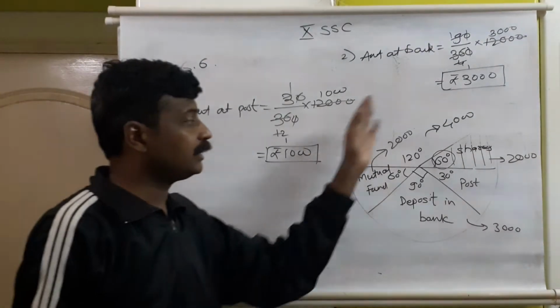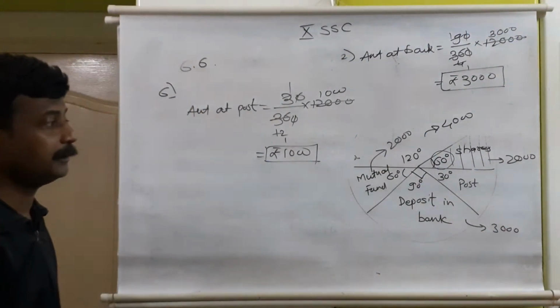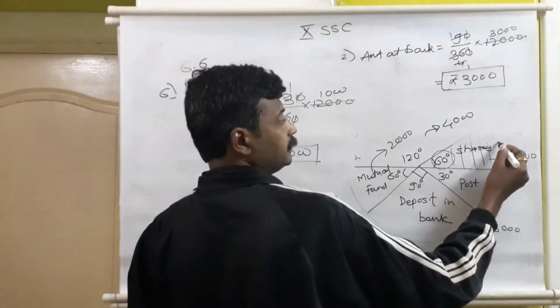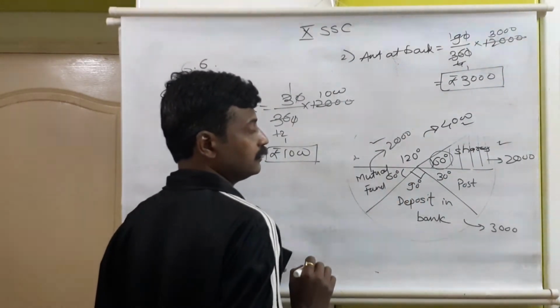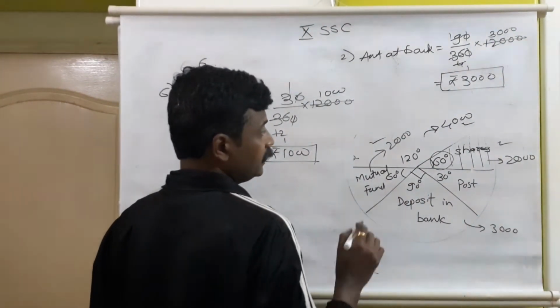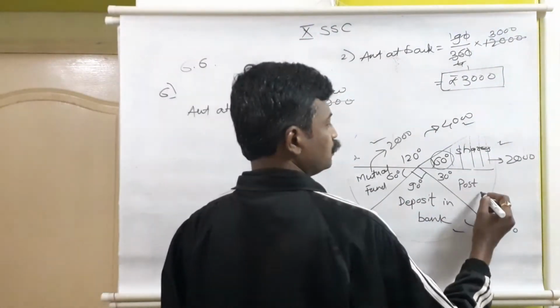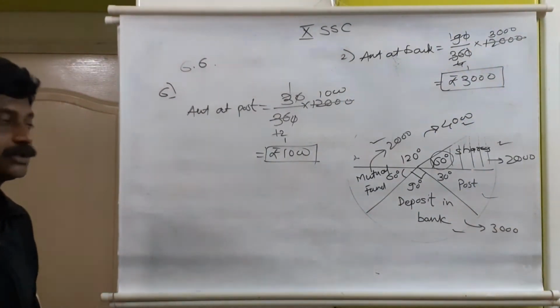Overall, if we add all, it should come to 12,000 as the total investment of the family. That is our cross checking. So let us find out. 2,000 here, 2,000 plus 4,000 is 6,000, 6,000 plus this 2,000 is 8,000, plus 3,000 is 11,000, and for the post it is 1,000, 11 plus 1, 12,000. So the total investment by the family is 12,000.